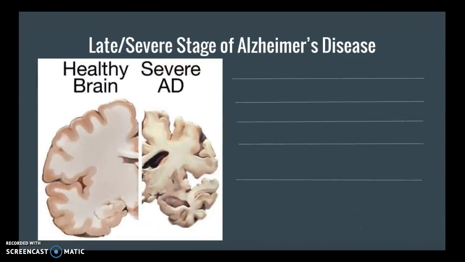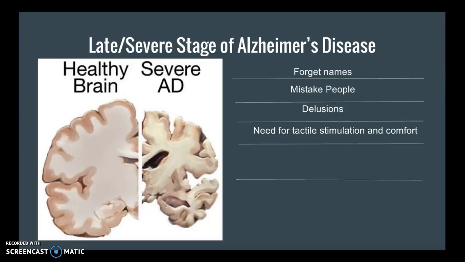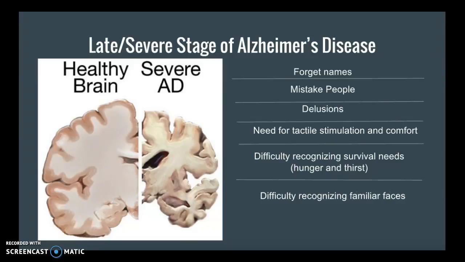The final stage of Alzheimer's disease is called the late or severe stage of Alzheimer's disease. The late or severe stage, as previously stated, is most extreme. During this stage, patients may forget names, mistake people, have delusions, display a need for tactile stimulation, have difficulty recognizing basic survival needs, such as when they're hungry or thirsty, and have difficulty recognizing familiar faces, such as friends and family.